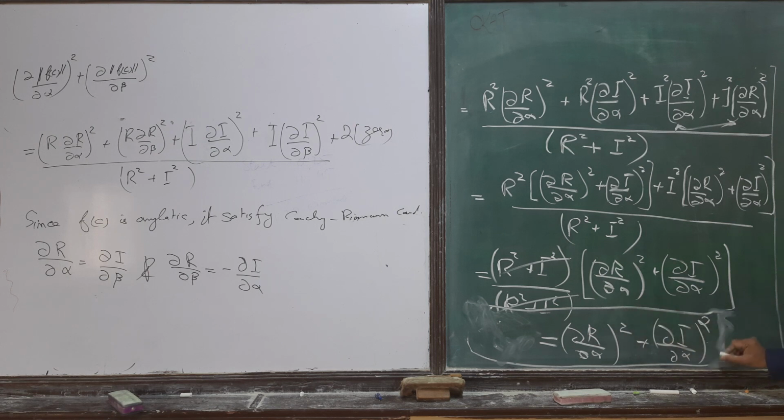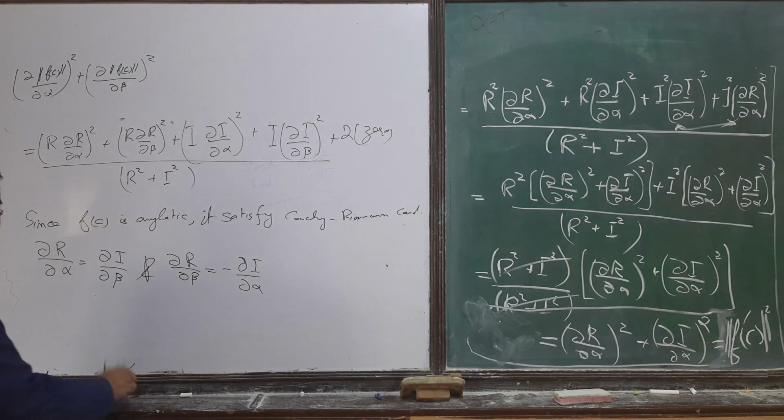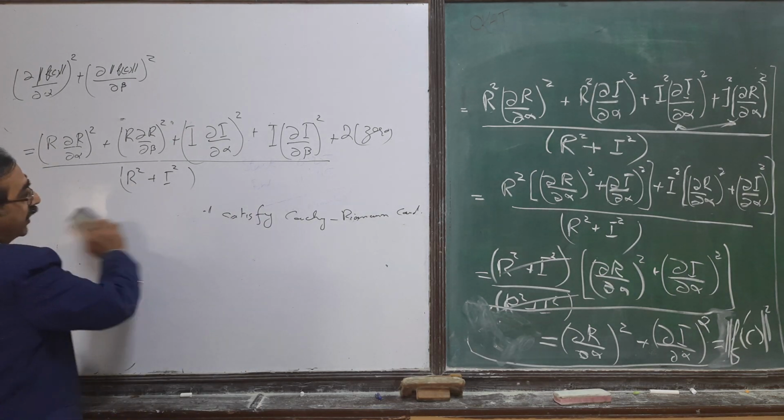And what is this? We know that this is the magnitude of F(c) squared. Why is this equal to this? Now the question is, why is this equal to this?